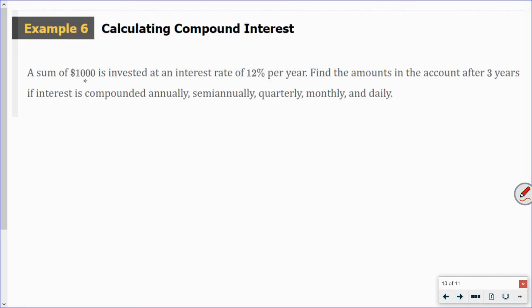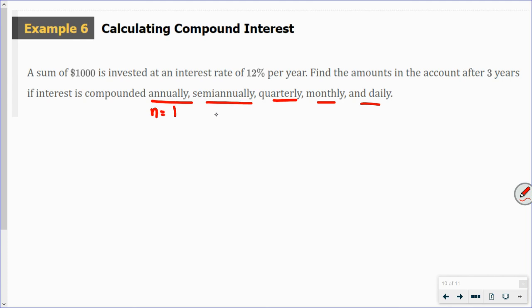Okay, a sum of $1,000 is invested at an interest rate of 12% per year. Find the amounts in the account after 3 years if interest is compounded annually, semi-annually, quarterly, monthly, and daily. So we're going to look at all 5 of those. If something is compounded annually, that is one compound per year, so your N is 1.